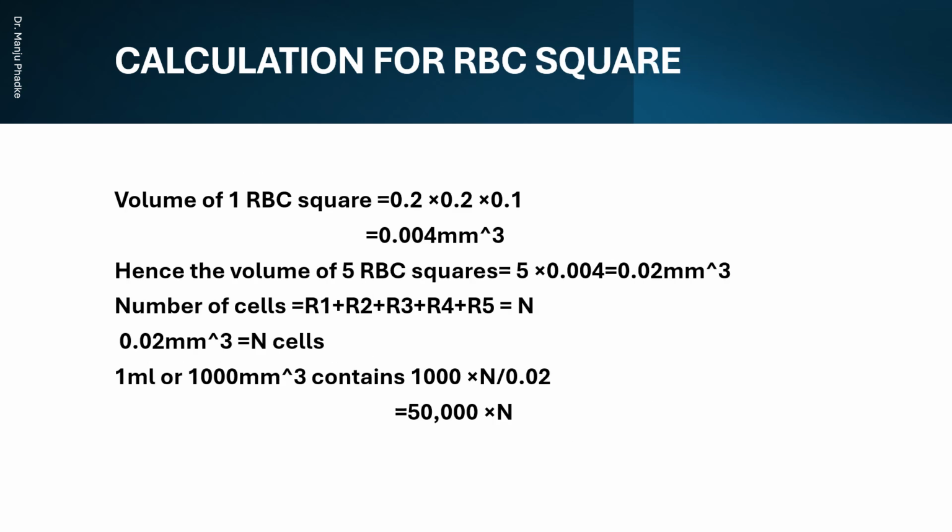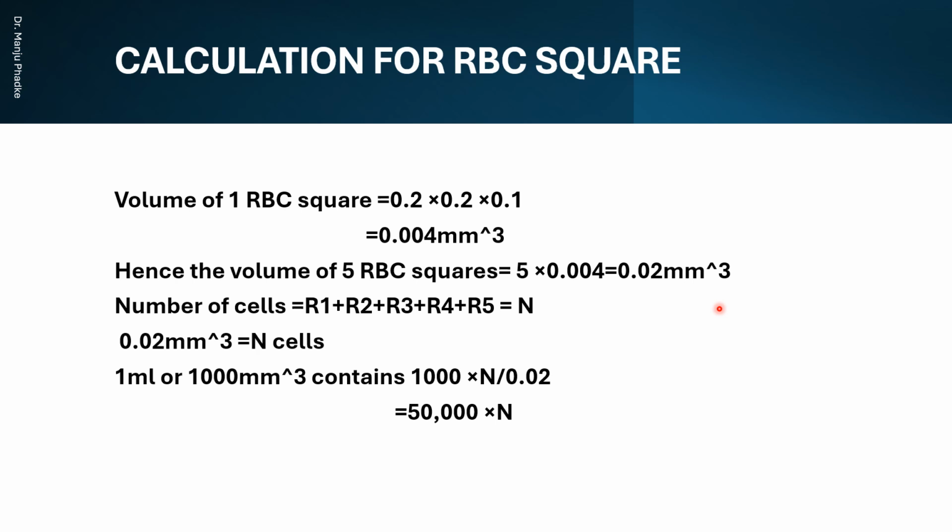Now coming to the calculation for the RBC square. Volume of 1 RBC square is equal to 0.2 millimeters by 0.2 millimeters in width and length and 0.1 in depth. So this is equal to 0.004 millimeter cube. So the volume of 5 RBC squares therefore becomes 5 times 0.004, which is equal to 0.02 millimeter cube.